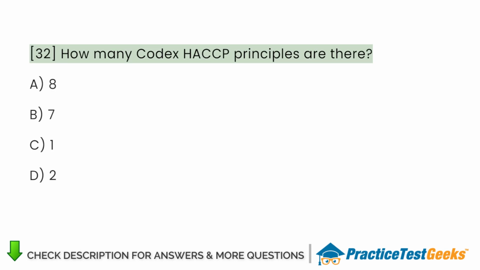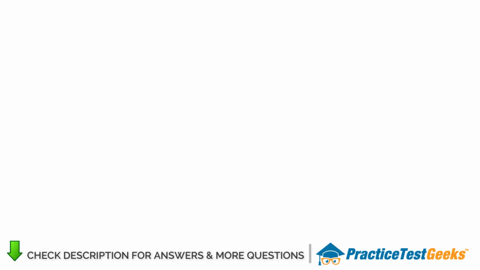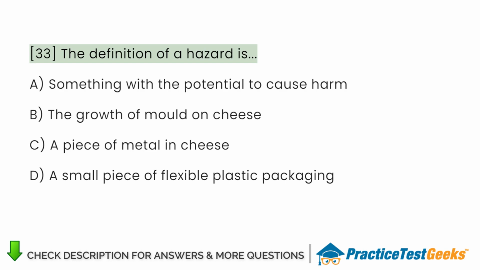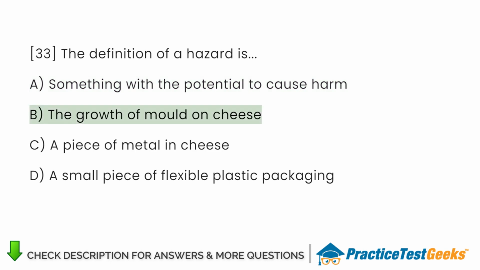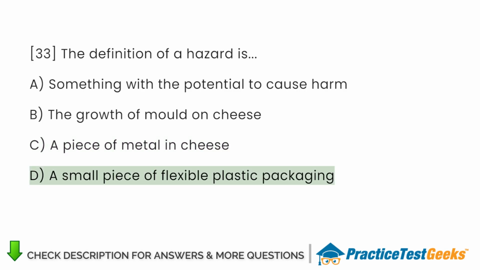How many Codex HACCP principles are there? A. 8. B. 7. C. 1. D. 2. The definition of a hazard is A. Something with the potential to cause harm. B. The growth of mold on cheese. C. A piece of metal in cheese. D. A small piece of flexible plastic packaging.